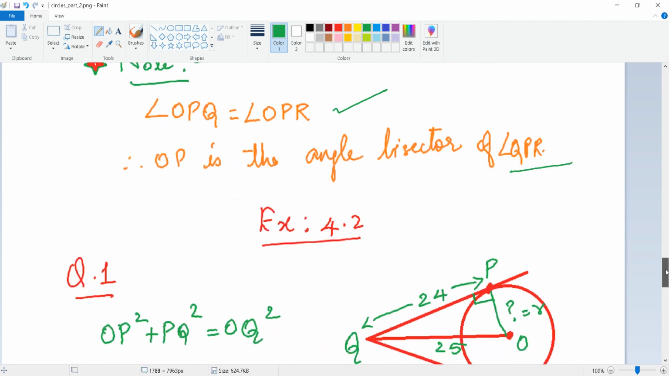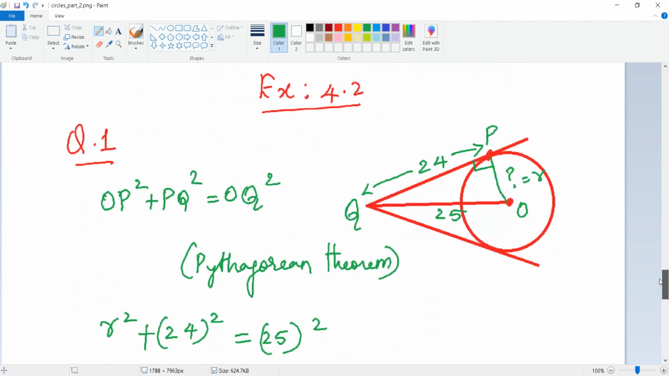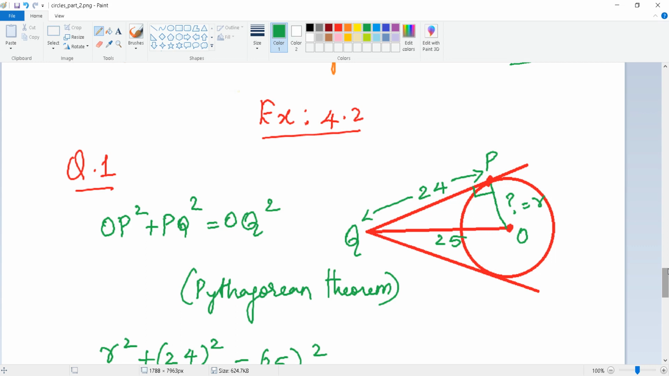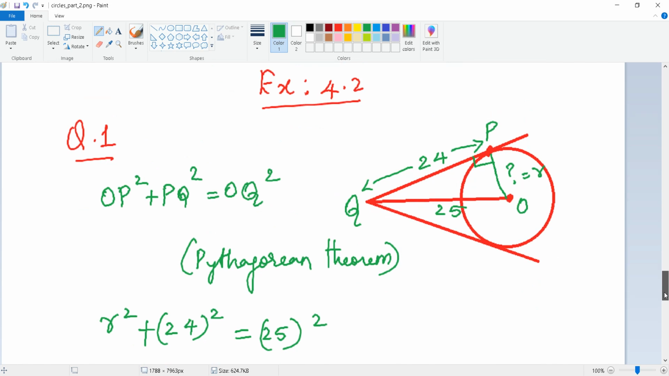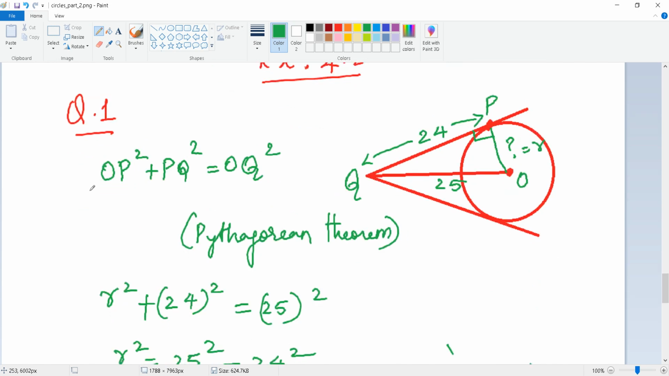So now we'll look at exercise 4.2. These numerical problems are really very easy. There are many ways you can prove this theorem, or solve this, and you can also solve using the Pythagorean theorem. So now we'll do exercise 4.2. The question says that QP is given to you, that is, the length of the tangent is given to you. Let me write it down. This is the length of the tangent.